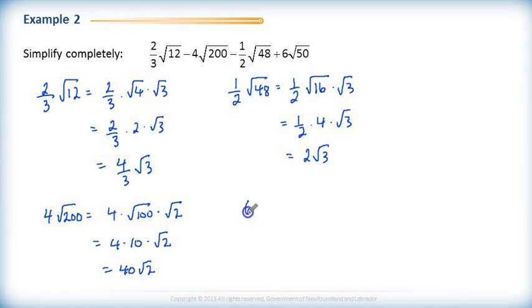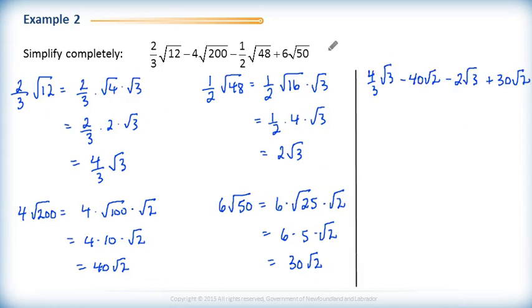Next we work on the 6 square root of 50. That is equal to 6 times the square root of 25 times the square root of 2, 25 being the largest perfect square factor of 50. So we have 25, square root of 25 is 5 times root 2 left there. We have 30 root 2. So our problem becomes 4/3 root 3 minus 40 root 2 minus 2 root 3 plus 30 root 2.